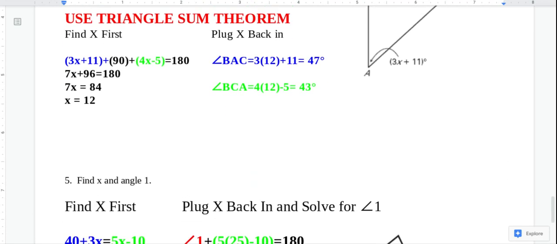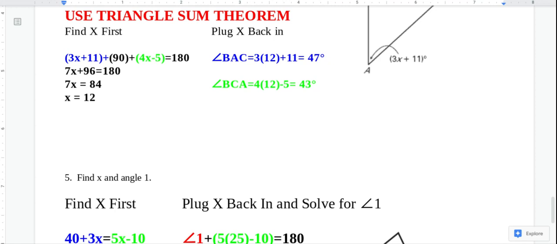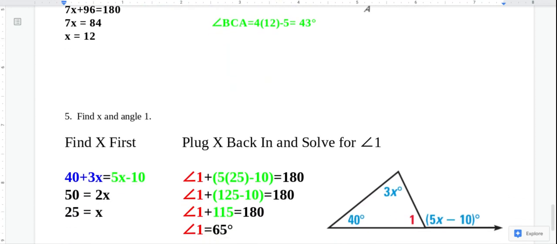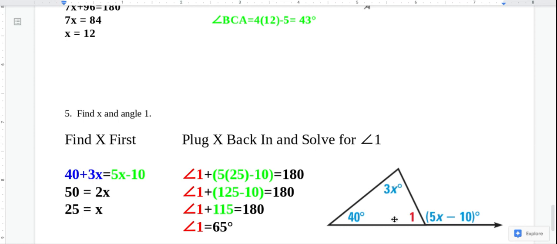All right, and then we have one more example. We're going to be finding x and angle 1. So here's our triangle and exterior angle. We need to find out what x is, and we need to find the measure of angle 1. So angle 1 is the only angle it's asking for a specific measurement of. We need to find x and the measure of angle 1.